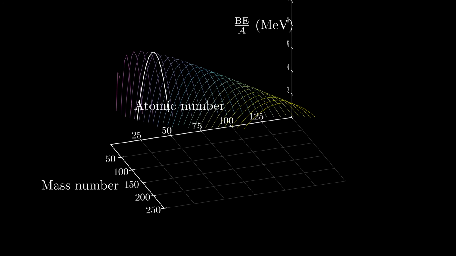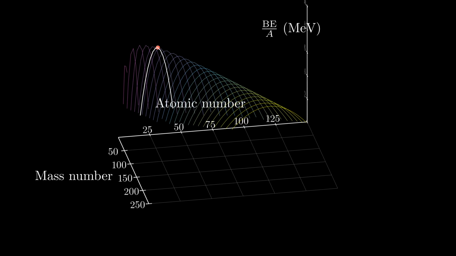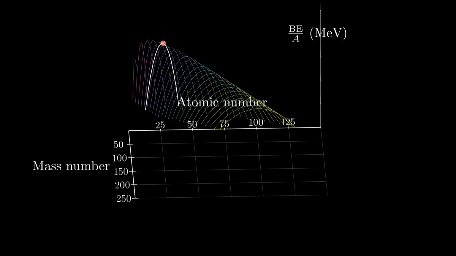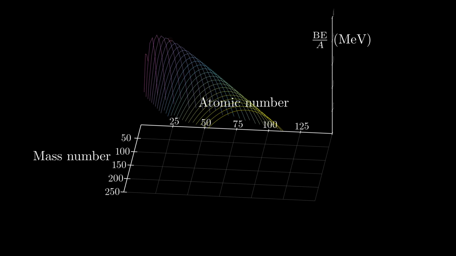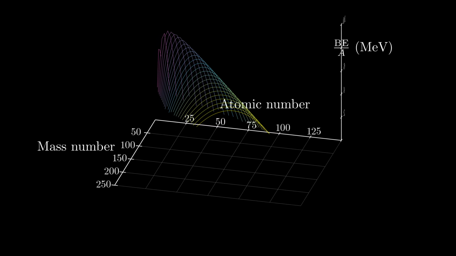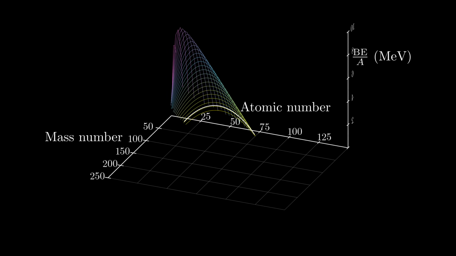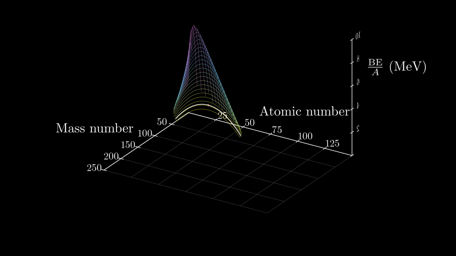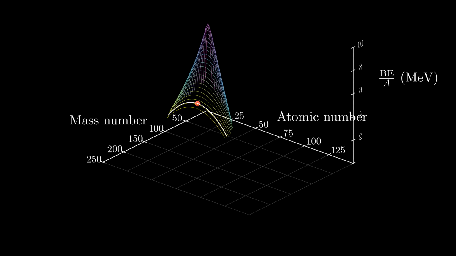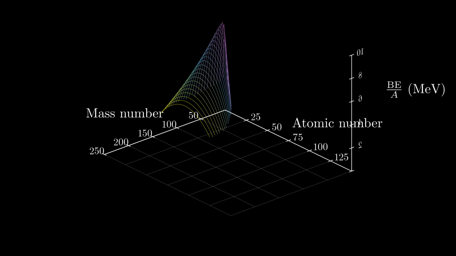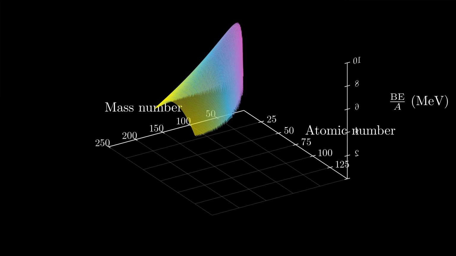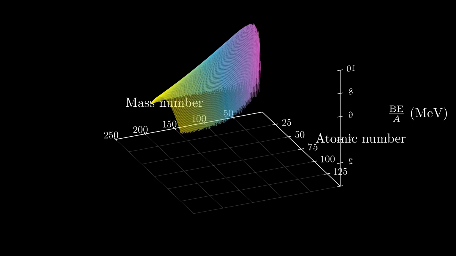Let's take the slice at a mass number of 56. This is the first plot that we made. And up here at the top, that's iron-56, right up near the top of the surface. Now, let's take the slice at the mass number 238. This is the second plot we made, and here's uranium-238. Now, for visual clarity, I only plotted every 10th slice to start out with, so let's fill in the surface with the rest of the curves.